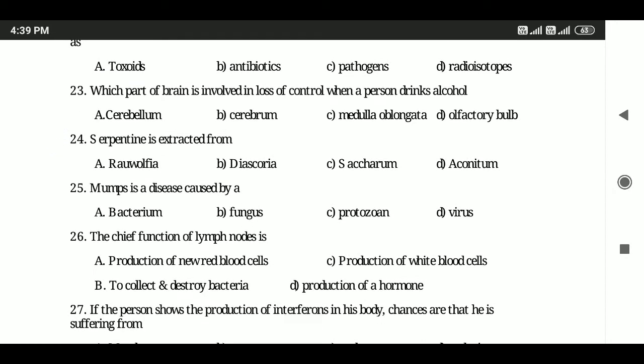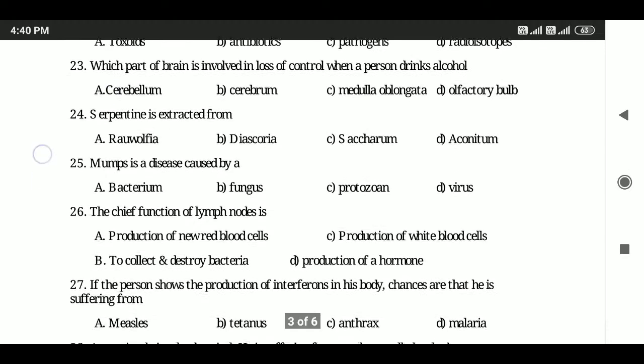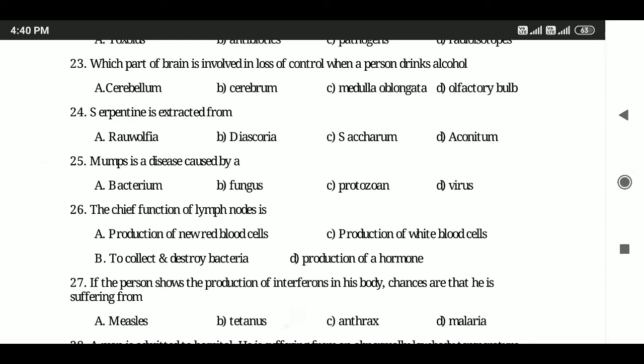Which part of the brain is involved in loss of control when a person drinks alcohol? Cerebrum, medulla oblongata, olfactory bulb. Actually, when a person drinks alcohol for a long time, it affects most parts of the brain, that is cerebellum, cerebrum, as well as medulla oblongata, but the long-term effect is reported from the cerebellum. Serpentine is extracted from Rolfia, Diascorea, Saccharum, aconitum. Usually, Rauwolfia is the plant from which serpentine, a drug, is obtained.